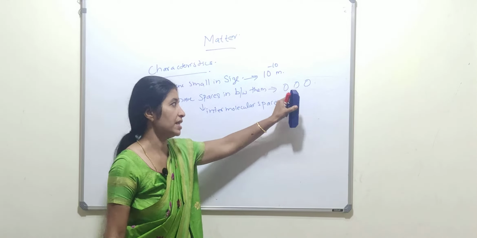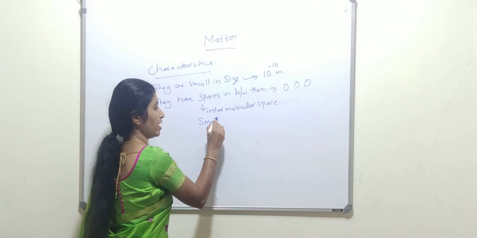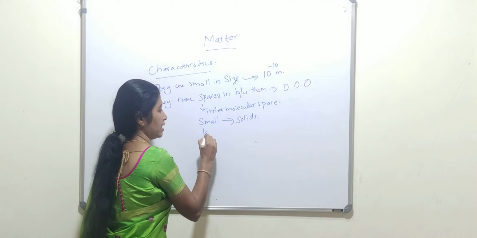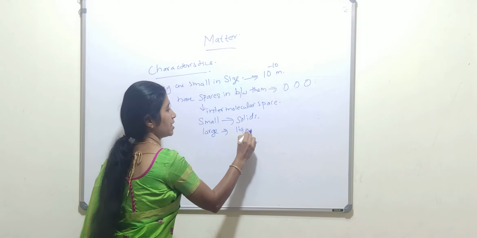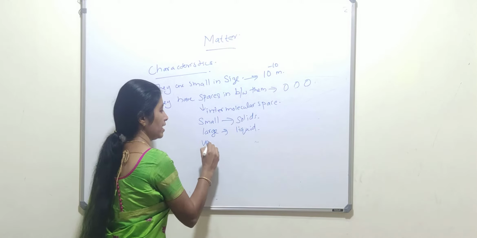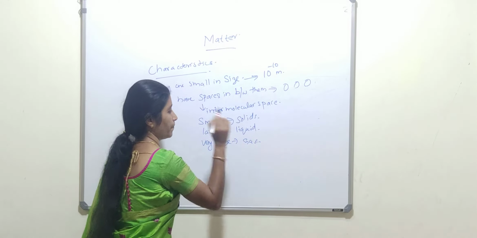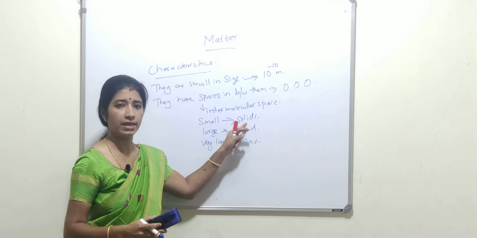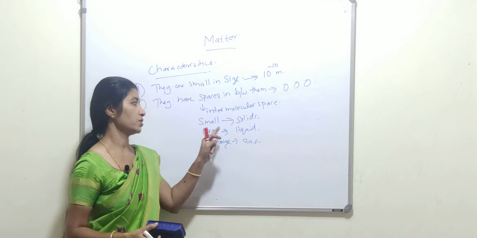The separation or the space between the molecules, the intermolecular space, is very small in the case of solids. It is somewhat large compared to solids in the case of liquids, and very large in the case of gaseous substances.